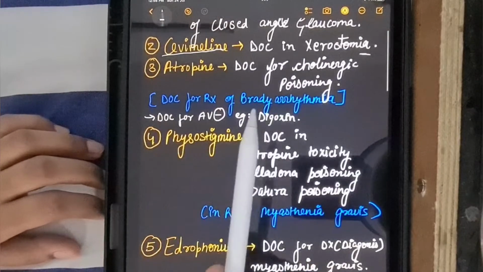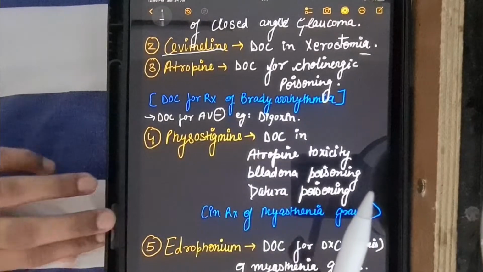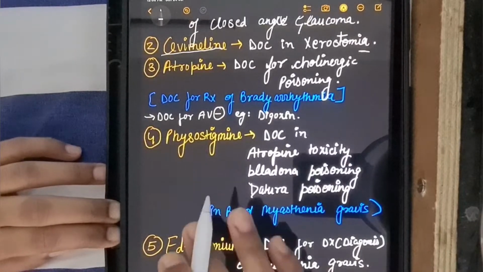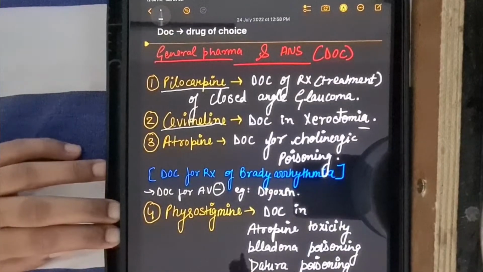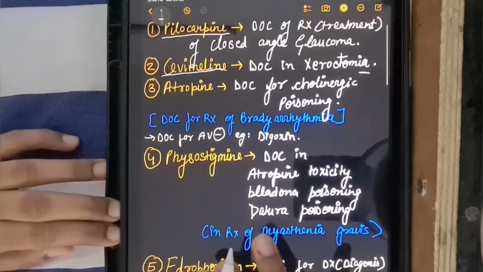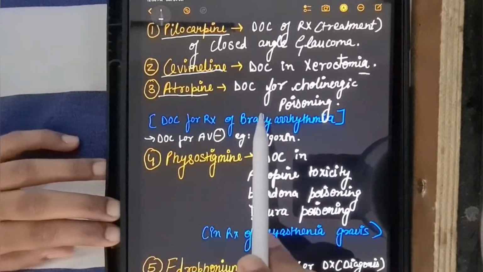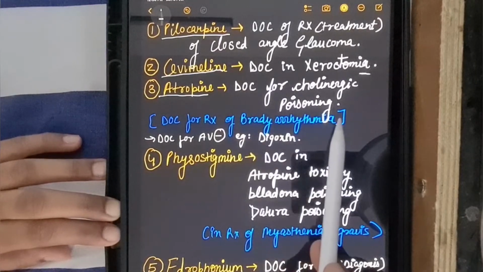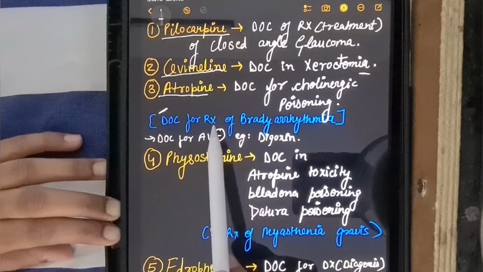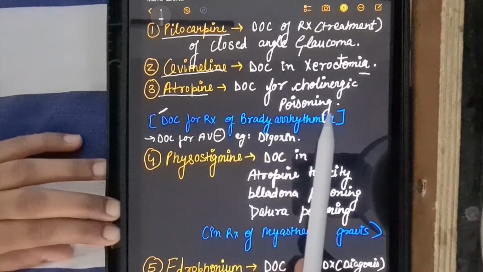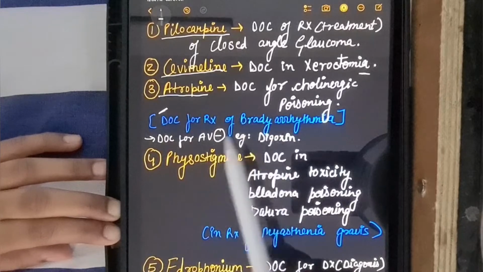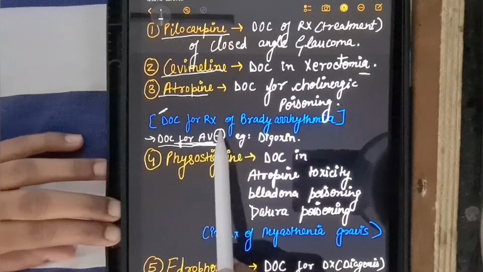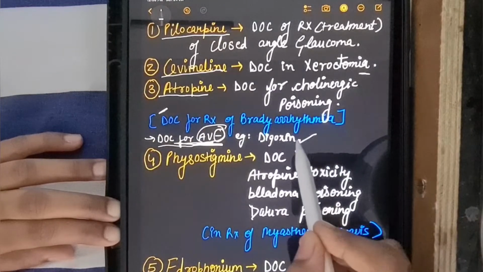Now the third drug is atropine, and atropine is an important drug. We learned about atropine in many more units, but if we talk about general pharma and ANS, this is all about atropine. So atropine is a drug of choice for cholinergic poisoning, and it is also a drug of choice for treatment of bradyarrhythmia. And the third point is that atropine is the drug of choice for AV node blockers. The drug of choice for AV node blocker is digoxin.